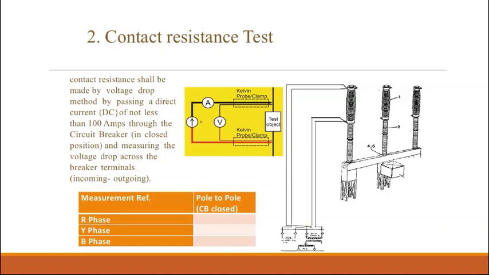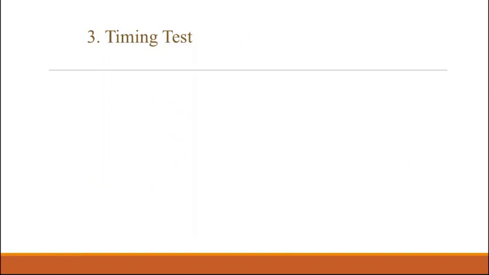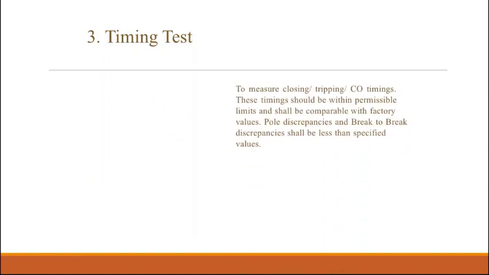The next test is nothing but the timing test. As a protection engineer, always the protection engineer will think if there is any fault, the fault has to be isolated as soon as possible. But when we are considering the fault clearance time, the time includes the operating time of the relay and the operating time of the breaker. Both times are included for the total clearing time.